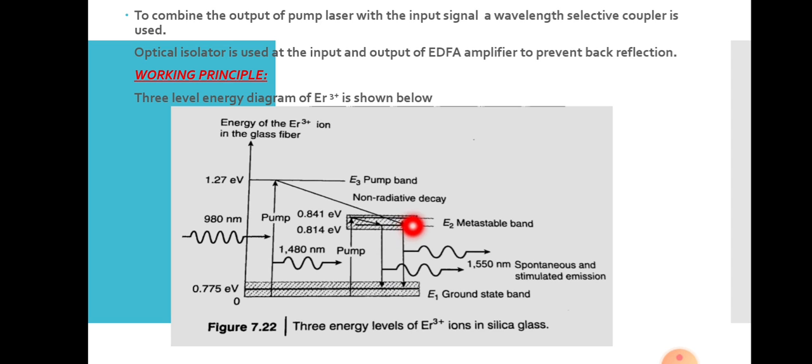Actually here the population inversion takes place between the E2 metastable band and the E1 ground state band when suitable pump energy is obtained. When this suitable pump energy is given, the electrons in this metastable state will go to the lower energy state, that is the E1 ground state. As a result, stimulated emission takes place, and this gives rise to more photons. So this corresponds to the amplification of the input signals.